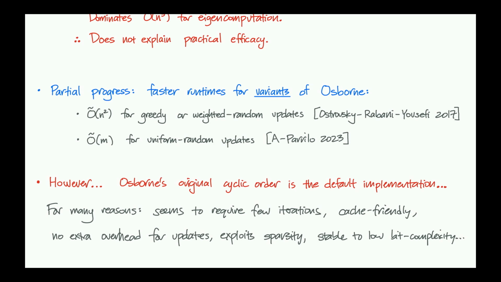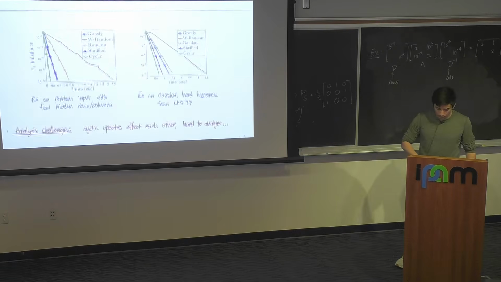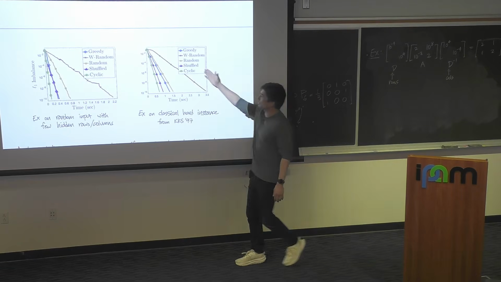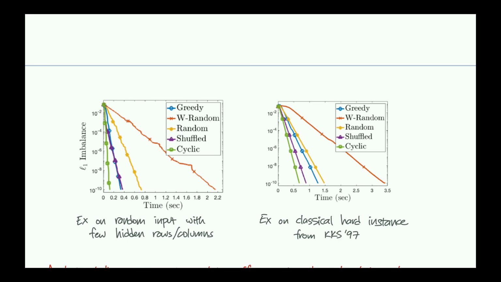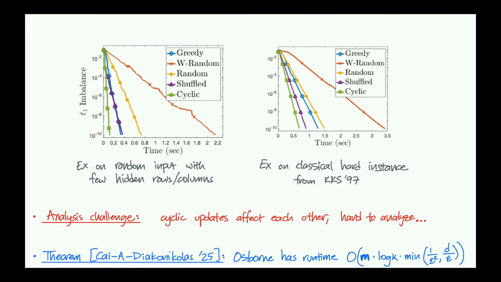So you can see this in plots. I guess I don't really need to show plots, just the fact that it's the default is already evidence, but you can plot these different things, and you can always see cyclic is faster, whether it's on random inputs that you change or hard instances. And so the question is really, how can you analyze this original version with cyclic updates?